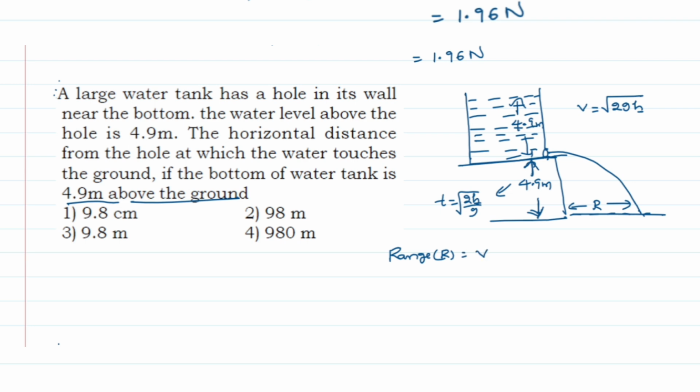You can take speed of efflux into time of descent, that is square root of 2gh into time of descent, which is square root of 2h by g. Here one g gets cancelled.